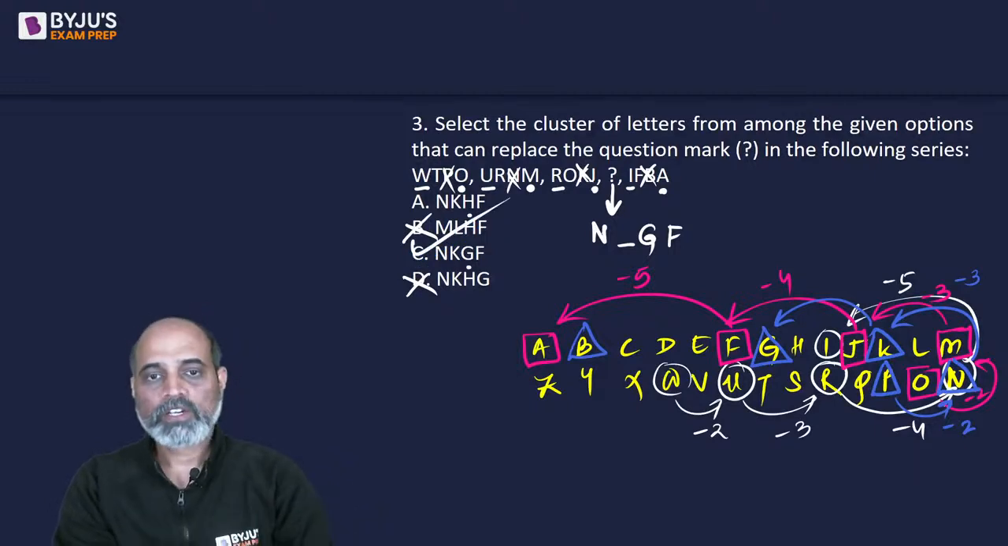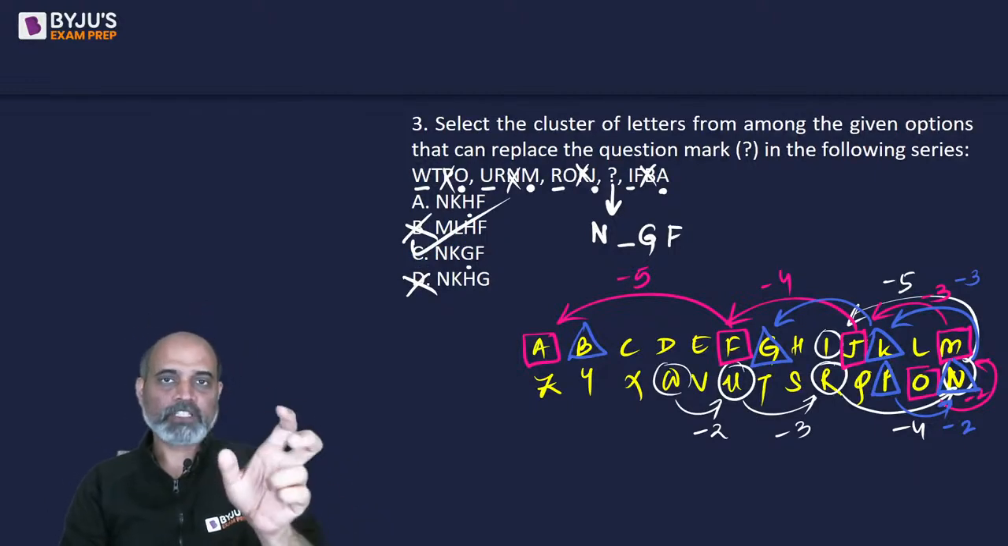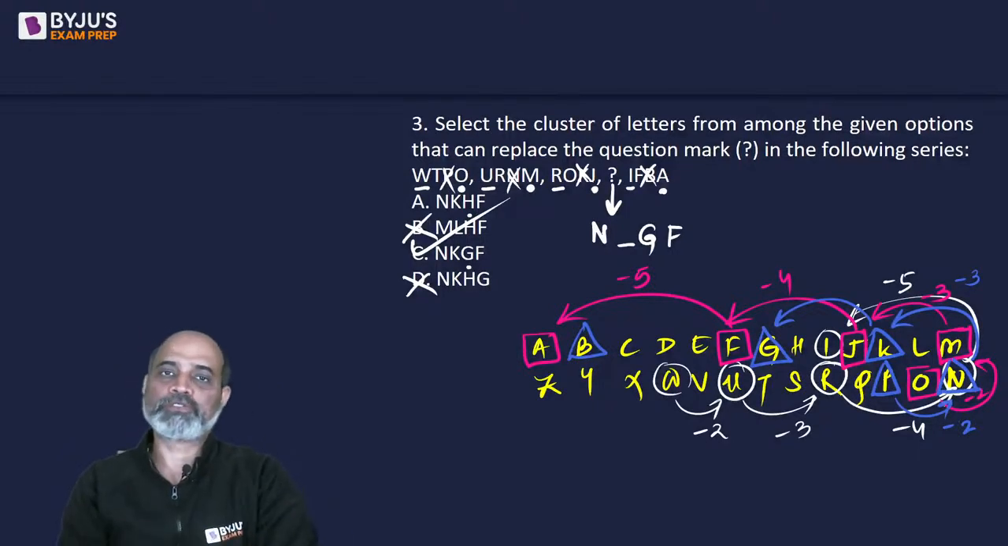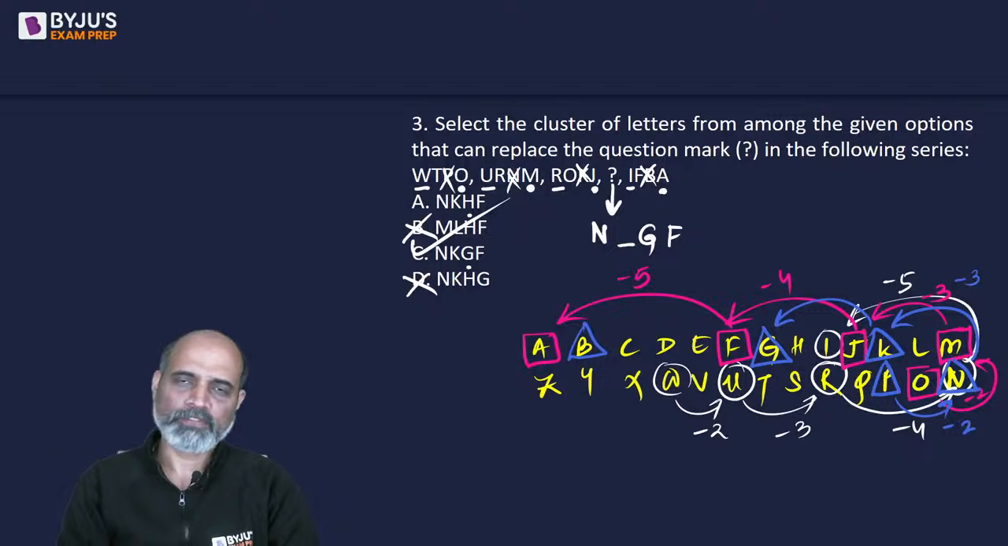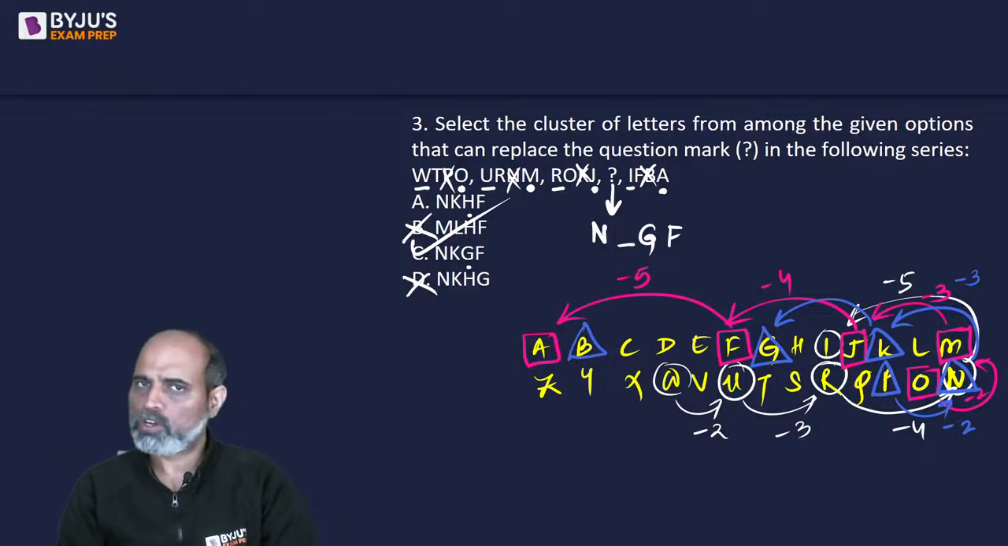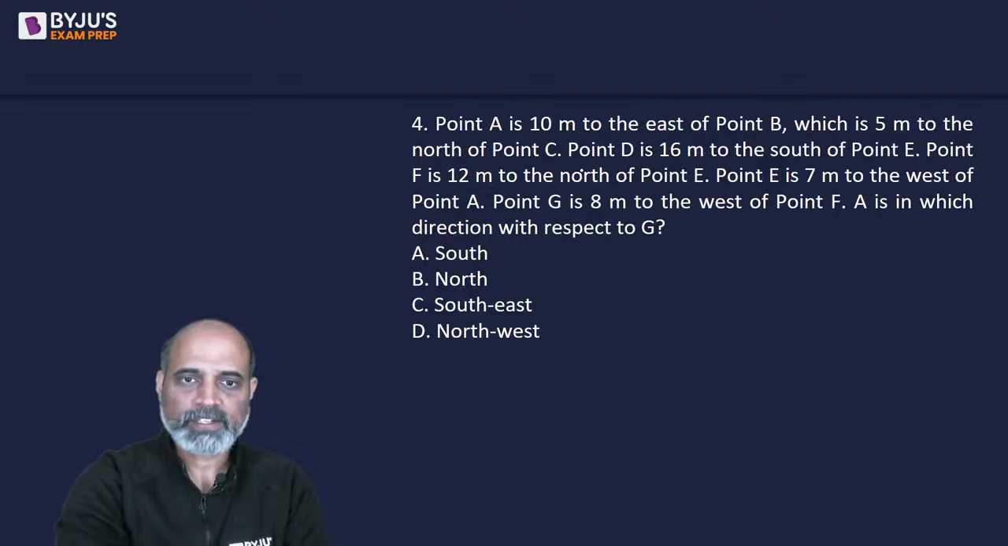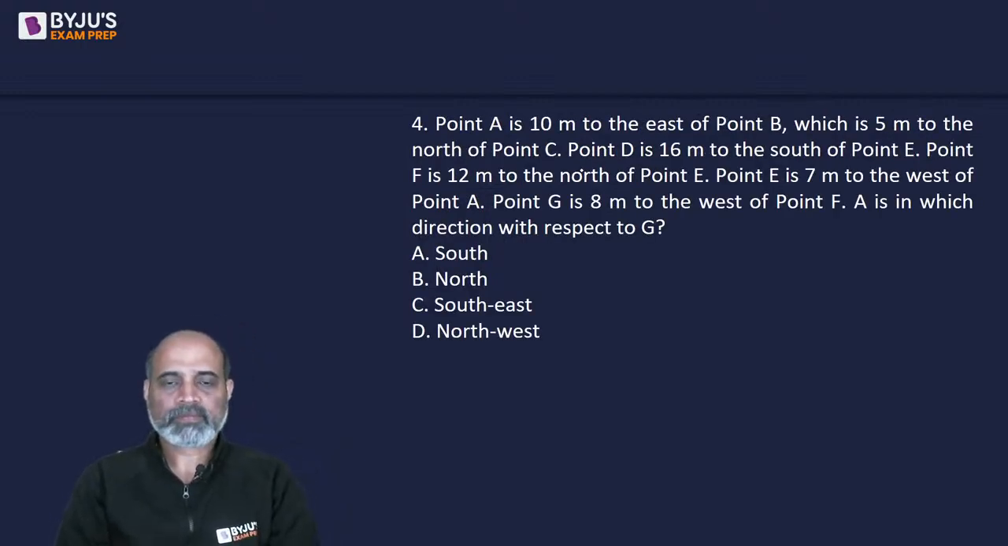Okay? So either you can see the pattern within a word, or you can see at the respective letters in every word and find out the pattern from there. All of that will make sense. Okay, next. Okay, it's a different question.